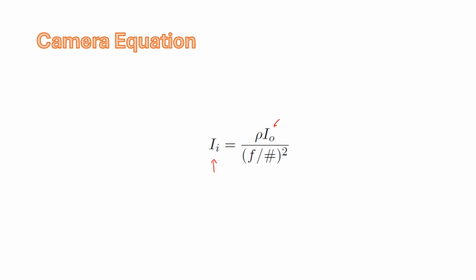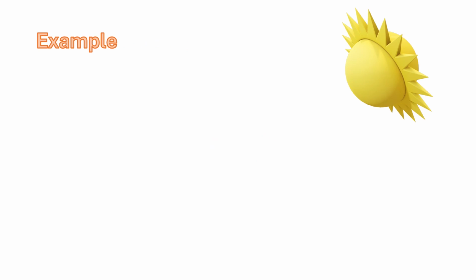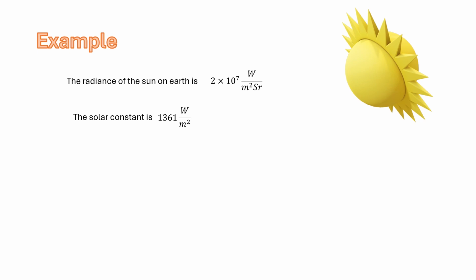So basically, we're looking at the same energy as you'd see on the surface of the sun in the image of the sun. Continuing with this solar example, the radiance of the sun on Earth is about 20 million watts per meter squared per steradian. We get that roughly by taking the solar constant, which is just 1300 watts per meter squared, and dividing it by the solid angle of the sun, which increases it by about a factor of 20,000.